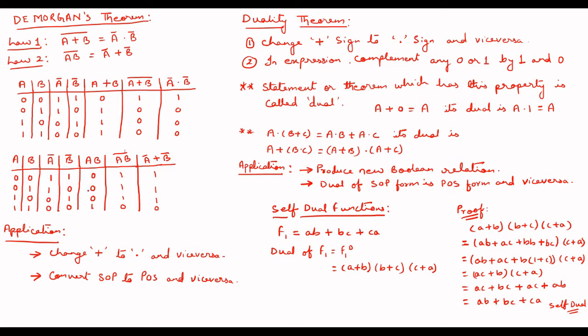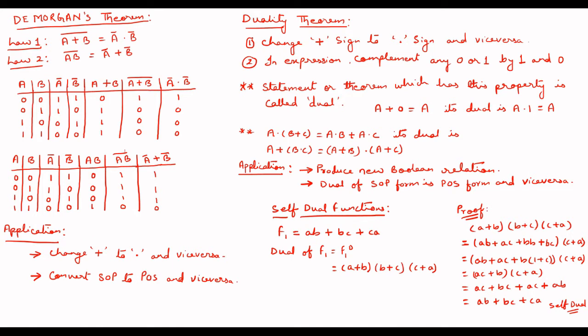Now let us see where the application of these theorems or laws takes place. By using De Morgan's theorem, I can change the OR operator to the dot operator and vice versa. And to convert a Boolean expression from SOP to POS form and vice versa, we can use De Morgan's theorem.